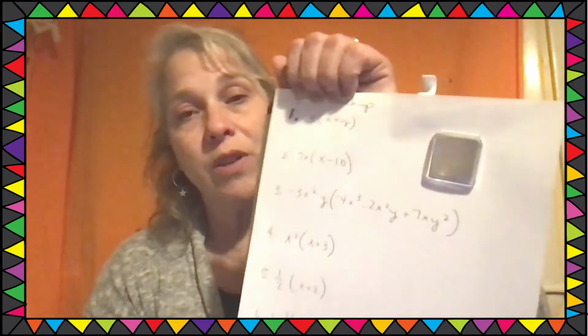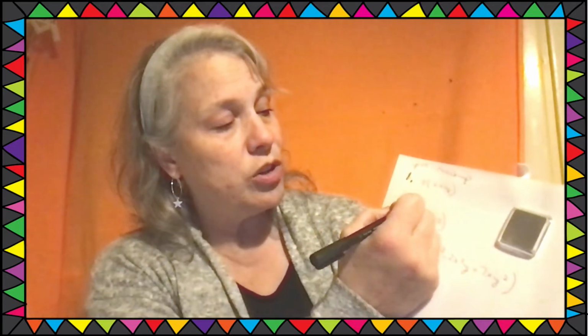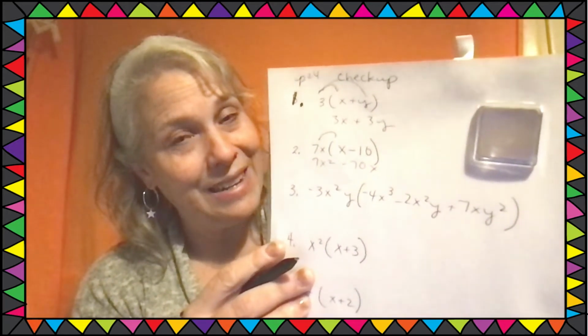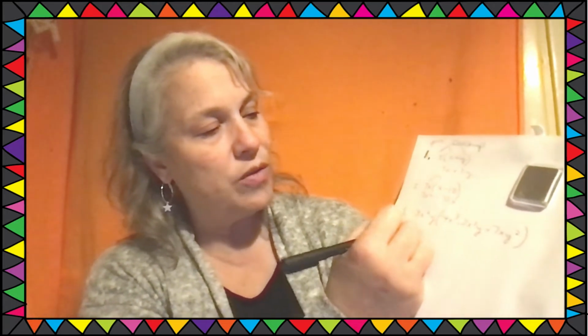Okay, so here we have a 3 outside of x plus y. That just means you're going to distribute the 3 times x plus 3 times y. 3x plus 3y. And that is it on that one. 7x times x is 7x squared minus 70x. That's number 2. Number 3 is a little more complicated, but the whole numbers, you multiply them by each other. Negative 3 times negative 4 is positive 12.